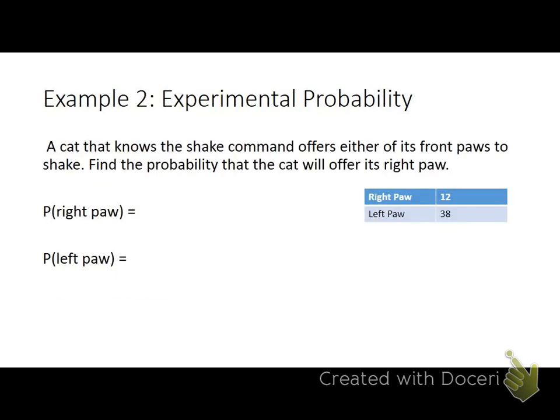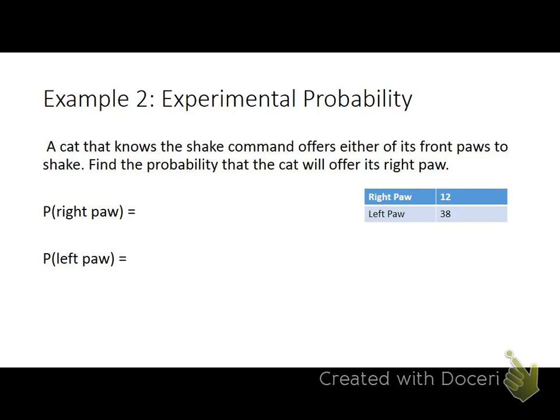So now let's shift gears over to experimental probability. The only real difference here, guys, is I'm actually carrying out the experiment. It's something that I can measure through trials. So a cat that knows the shake command offers either of its front paws. Find the probability that the cat will offer its right paw. I use the table here, right and left paw, to calculate this experimental probability. And again, it's number of successes over trials. What does successes mean? It just means the targeted outcome. What am I trying to solve for?